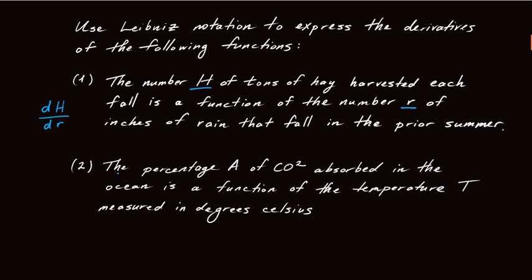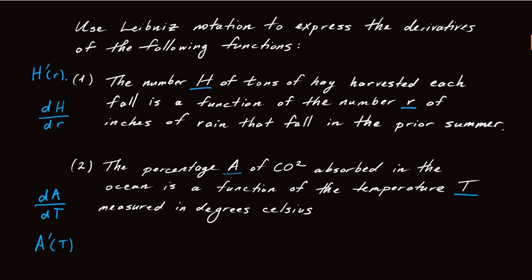Okay, let's look at the second example. The percentage A of carbon dioxide absorbed in the ocean is a function of the temperature, capital T, measured in degrees Celsius. So here, the output variable is A, that's the y variable if you like, and the input variable, T, is the corresponding input variable. So we have, in this case, dA dT. That would be the Leibniz notation for the derivative of this function. The Lagrange notation would be A prime of capital T. That's the Lagrange notation. Here the Lagrange notation would be h prime of r.